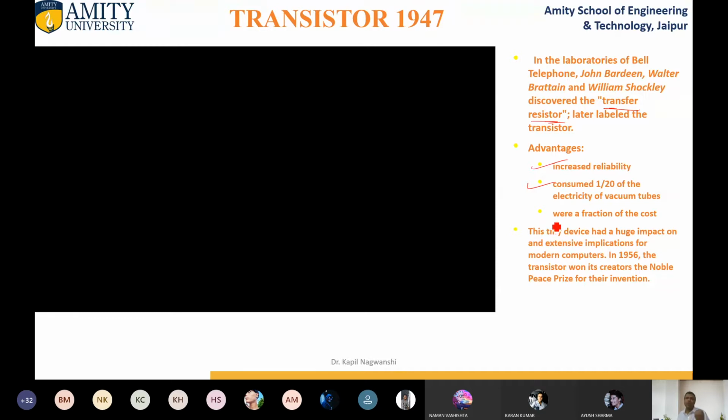With a very small amount of money, because each and every time we need to replace the vacuum tube, so it costs more. Whenever one vacuum tube fuses, automatically we need another, and because of heat dissipation and power dissipation, it is not working with full efficiency. That was a milestone, which produced a nuclear physics calculation in 6 hours instead of 100 years of calculation. This tiny device had a huge impact and extensive implications for modern computers.